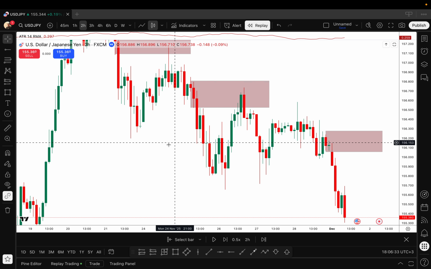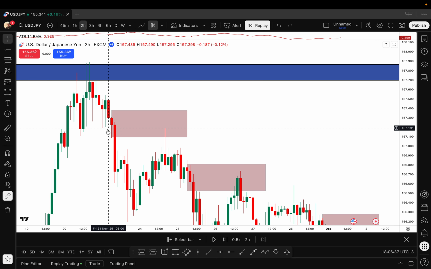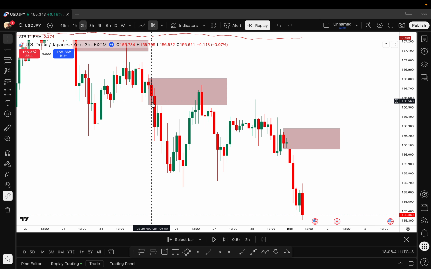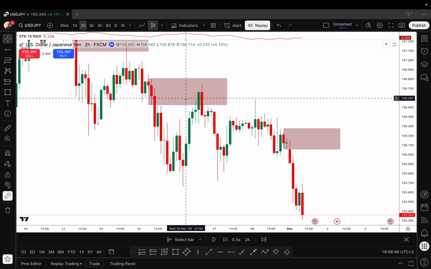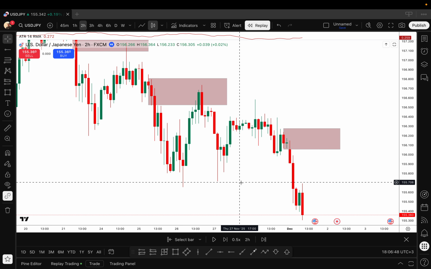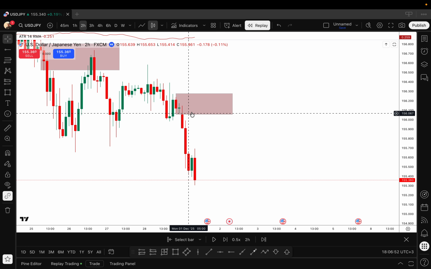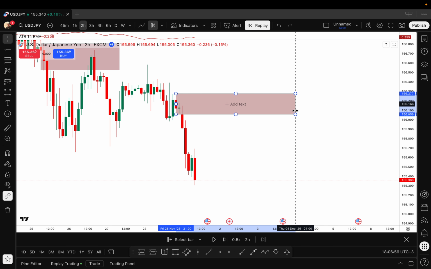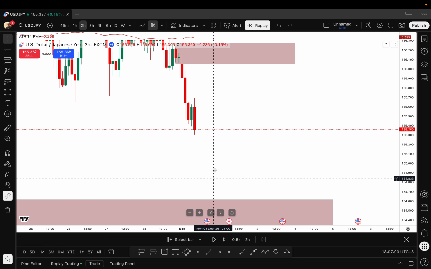Now so far on this leg we got a change of character here, then we got a supply zone, then price came, tapped in, dropped down. Now we have gotten another break of structure here to the downside, we got a supply zone, price came, tapped in, dropped down. Now we have another break of structure from here, and there's a good supply zone. So I'm expecting that price can come, tap into this zone and then drop me to the downside.